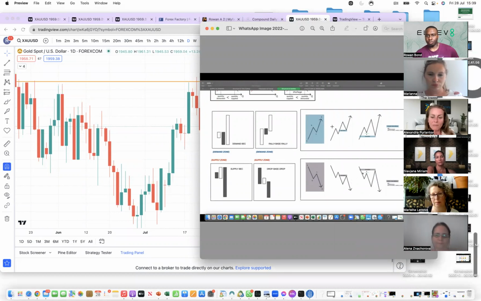And so when market is moving up like this and an uptrend, you're looking for these patterns here.